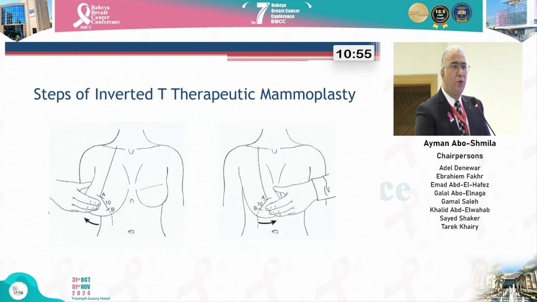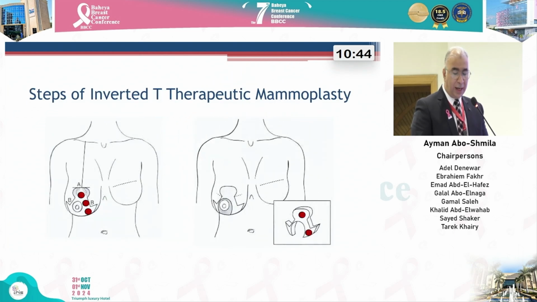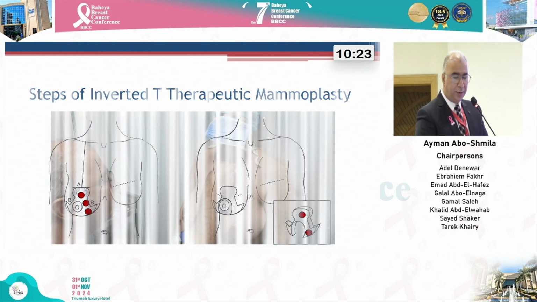Then we draw the two pillars of the breast by moving the breast from the right to the left. And finally, we should decide our pedicle according to the position of the tumor. So either we use the pedicle to fill the cavity of the excised tumor, or we design our drawings so that we remove the designed area containing the tumor.